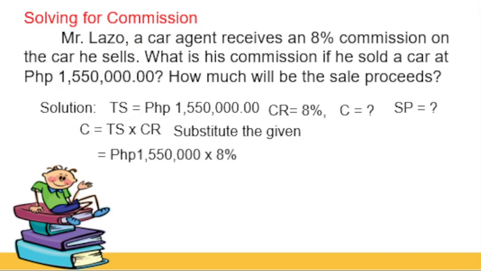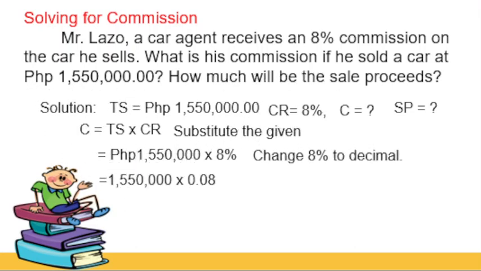That is equal to 1,550,000 times 8%, and then change 8% to a decimal, so that will become 0.08. And then multiply 1,550,000 times 0.08. Why is it 0.08? Because 8% can be written as 8 over 100. So you divide 8 by 100 and the result will become 0.08.